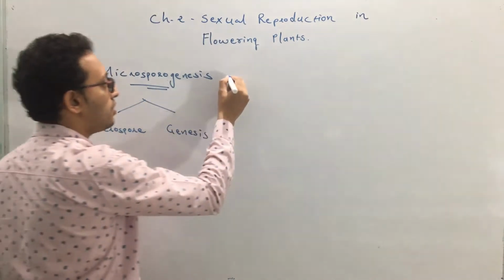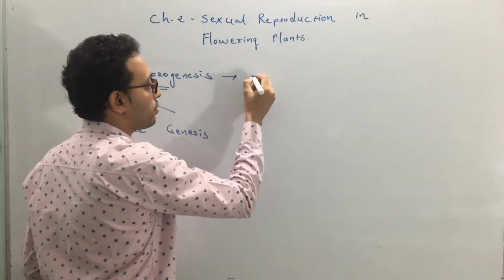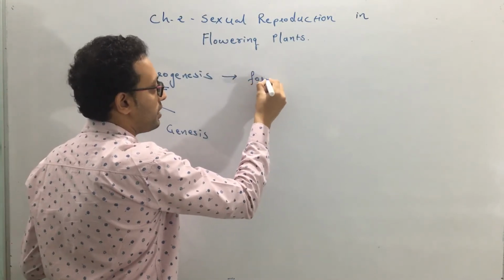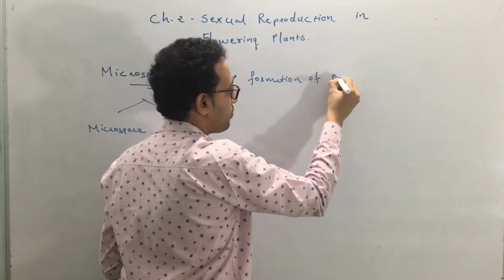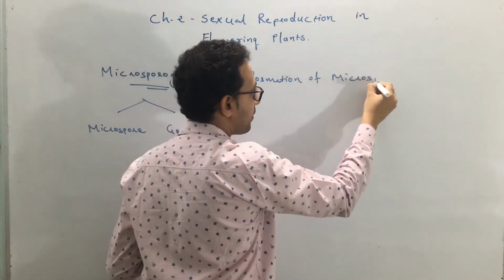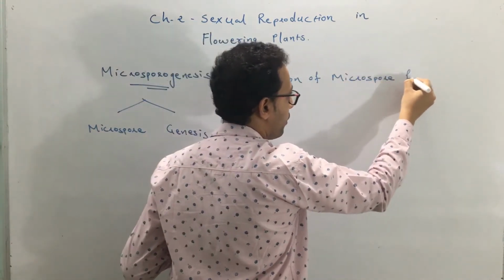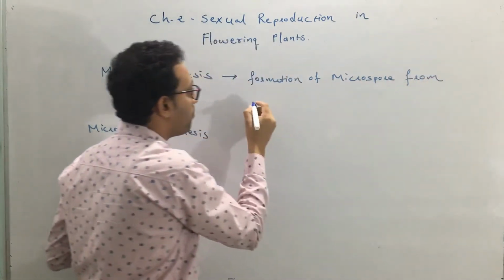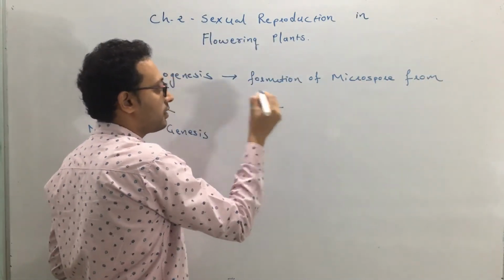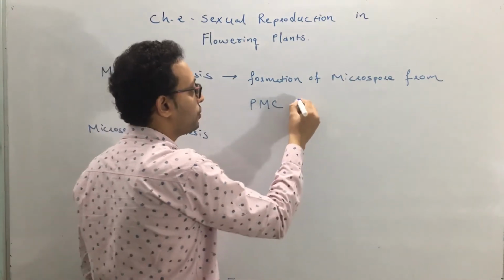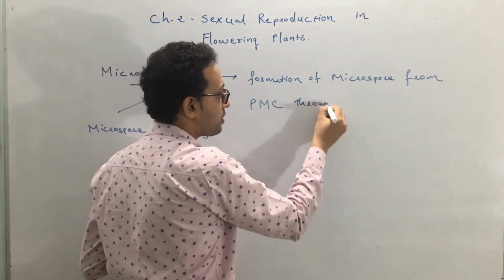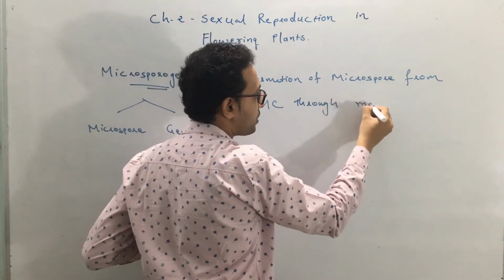So what is the definition of microsporogenesis? It's a process of formation of microspores from the pollen mother cell, short form PMC, through which process? Through meiosis.